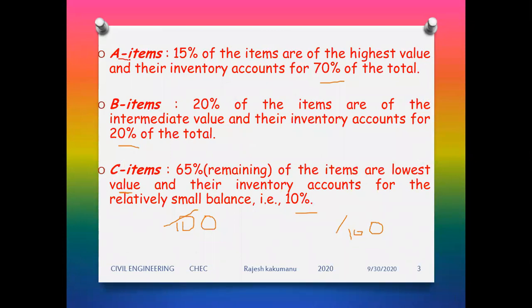In an engineering company or any manufacturing concern, A class items are 15% of the items and 70% of the cost. B class items are 20% of the inventory.